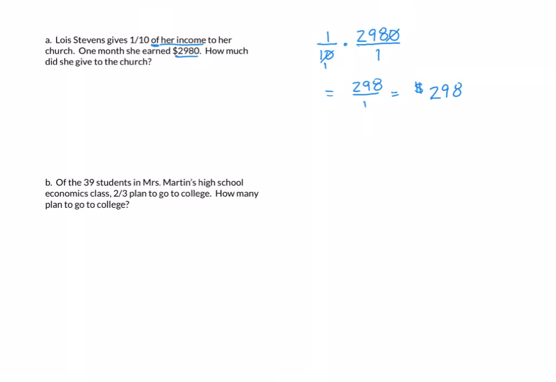Of the 39 students in Mrs. Martin's high school economics class, 2/3 plan to go to college. We want to know how many plan to go to college. So this is another one that implies multiplication. We have of the 39 students. And in fact, this is 2/3 of the 39 students plan to go to college.